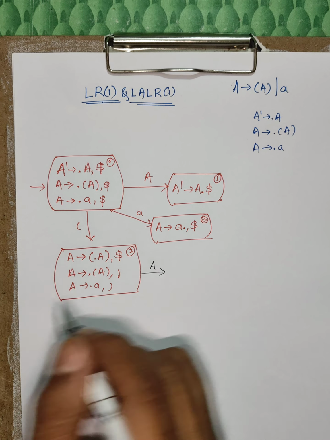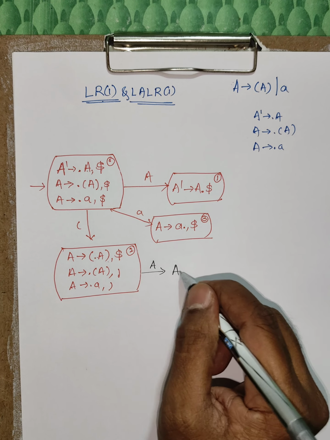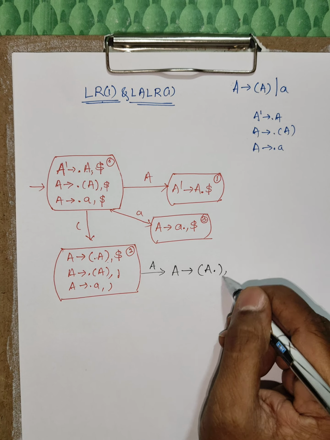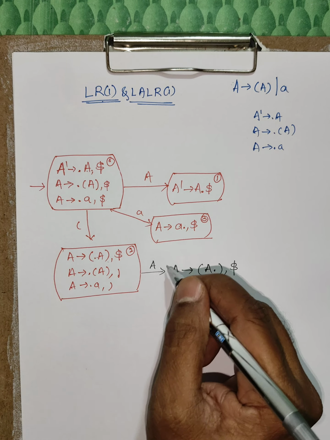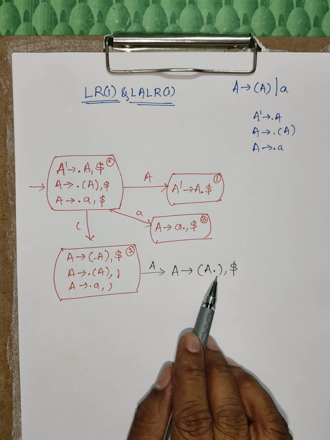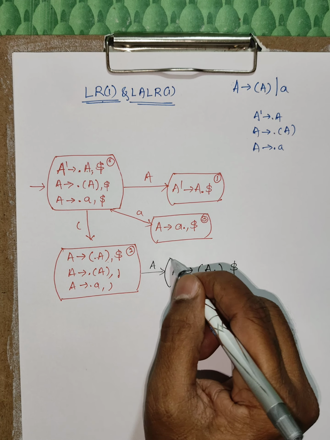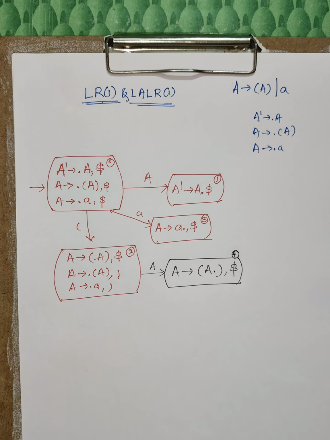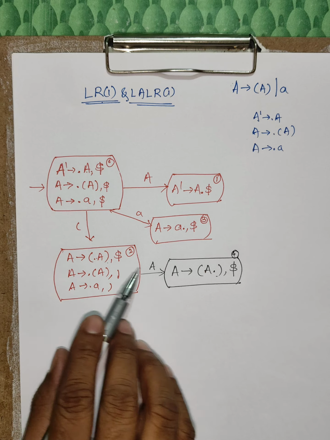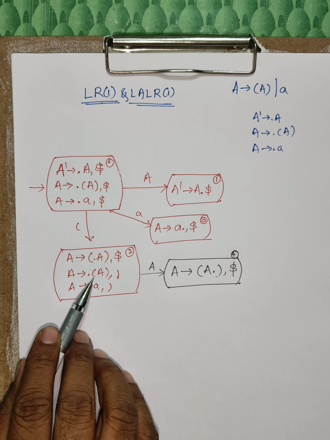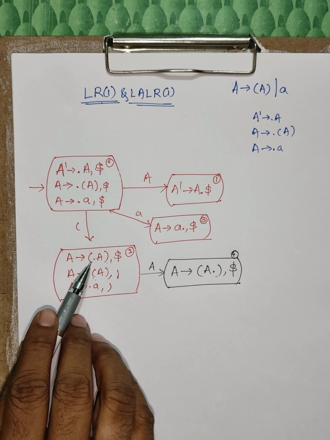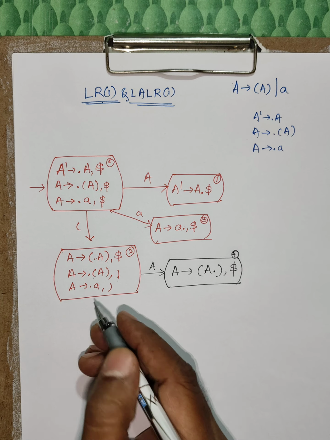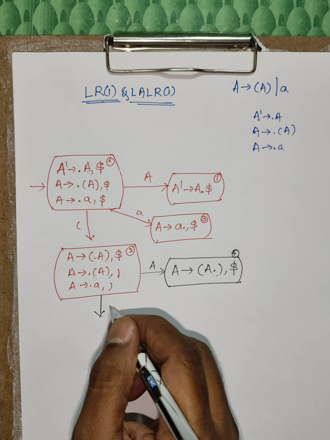State 2, transition on A. Transition on A means A produces opening bracket A dot closing bracket, comma, dollar. During transition the lookahead after the dot is closing bracket. This is state 4. Transition on A. Transition on opening bracket. After transition we will get this production, but the lookahead for this is closing bracket, so we cannot take it.